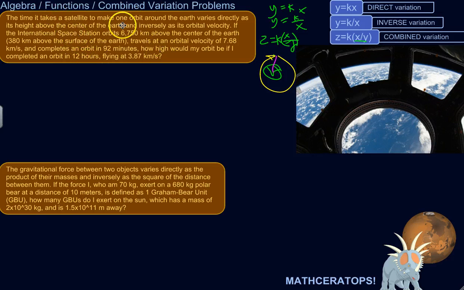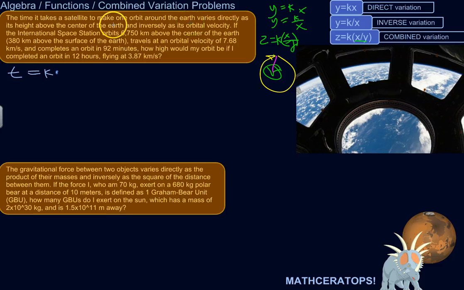So let's draw that out. The time it takes the satellite to make one orbit. So let's say t is equal to. Okay, it varies directly as something and inversely as something. So it's both direct and inverse, so this is a combined variation. So we're going to have some constant times a ratio of other quantities.